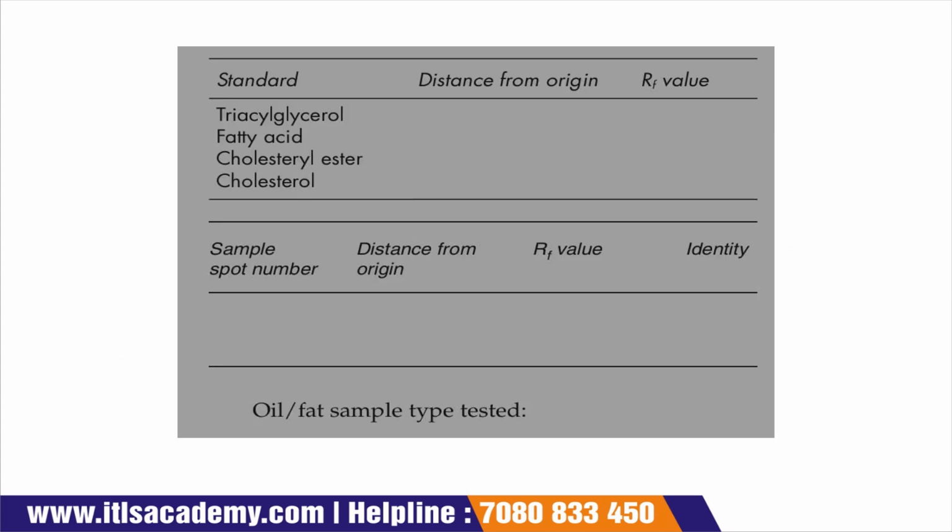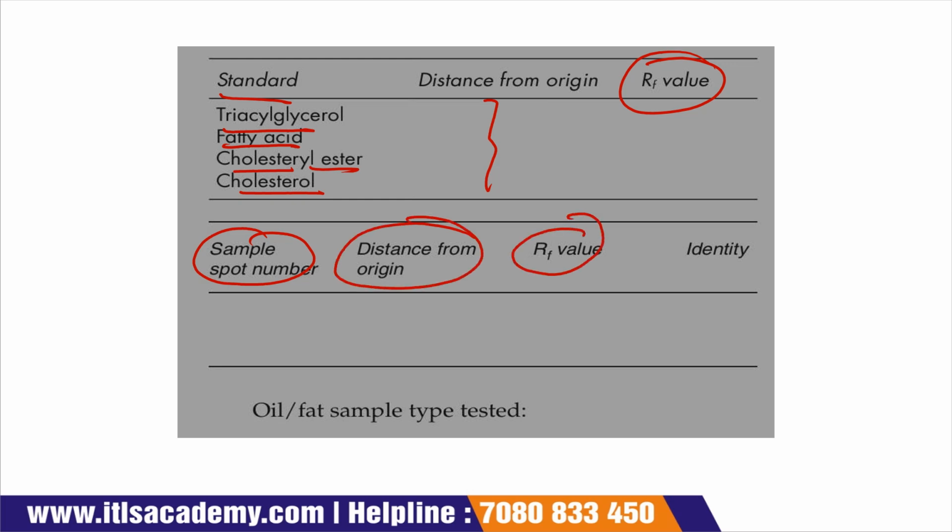Now this is the table of the experiment. This is the standard, in which triglycerol, fatty acid, cholesterol ester and cholesterol. Then here is the distance traveled from the origin and this is your Rf value. Now this is the sample spot number and distance from the origin, and with the help of this we find out the Rf value and identity. Along with it, you can also write down here the oil or fat type which is tested, whether it is triglycerol, fatty acid, cholesterol ester or cholesterol.